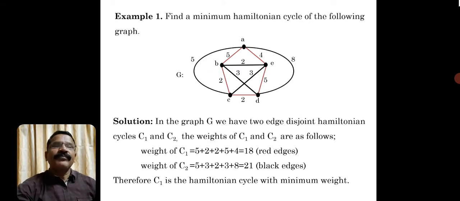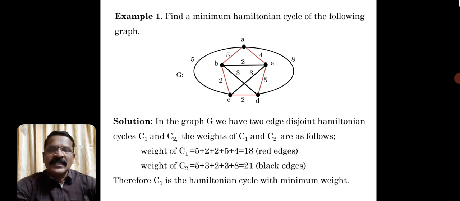So I think you have understood the traveling salesman problem. What is the solution for the traveling salesman problem? He has to find a route, meaning a cycle containing all vertices, all cities he wants to visit, and he has to come back to the same city where he started his journey. It implies there must be a Hamiltonian cycle. But there are different Hamiltonian cycles. Out of those, which Hamiltonian cycle has the minimum weight? That will be the solution for the traveling salesman problem.